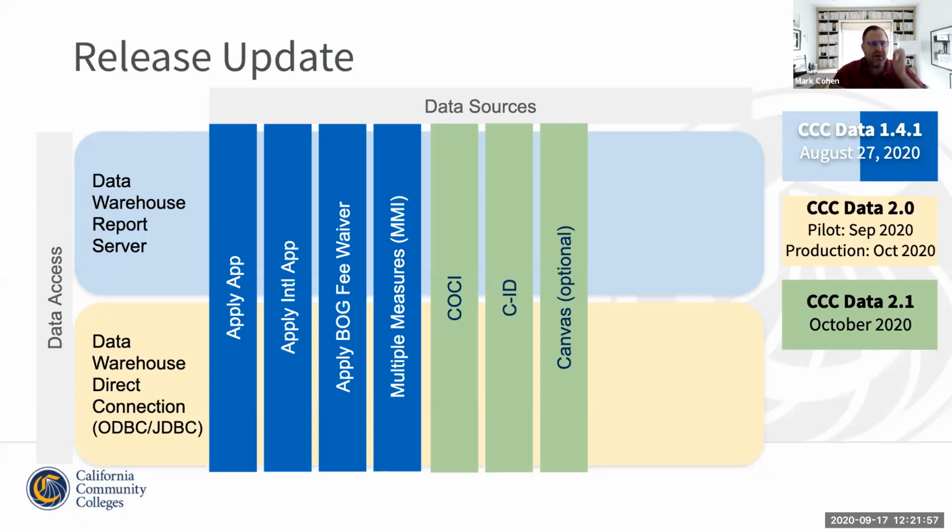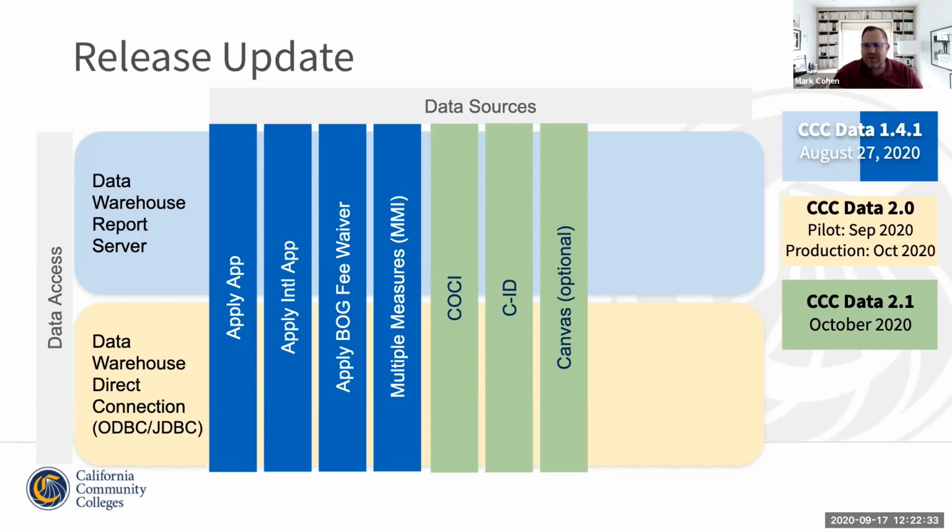Canvas, if you're not familiar, has a very extensive API with a wide depth and breadth of data that we are able to bring into the data warehouse on the college's behalf, so that data could be accessed through these tools and reports could be run, merging that Canvas data with other data sources from the data warehouse. And again, that is optional. And once we do launch this, we'll be sending out instructions on how to have your Canvas data added to the data warehouse, which amounts to providing us with the API key.